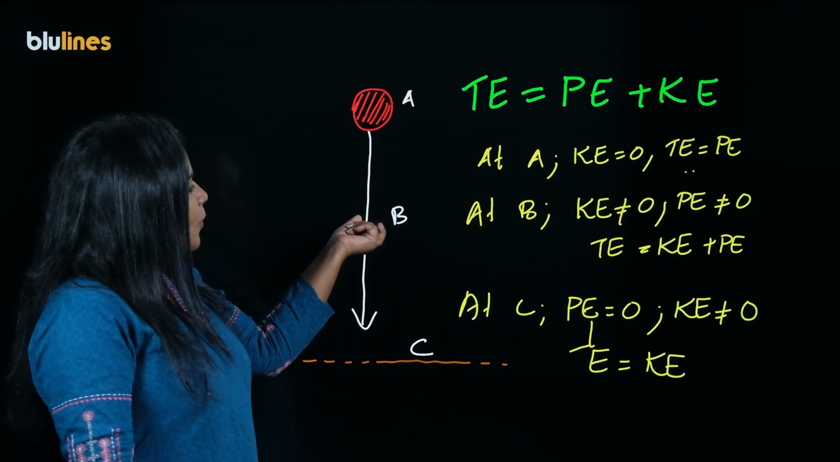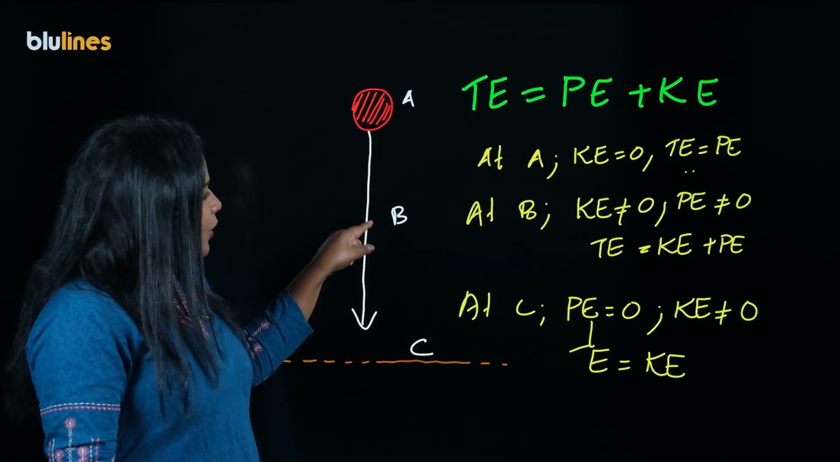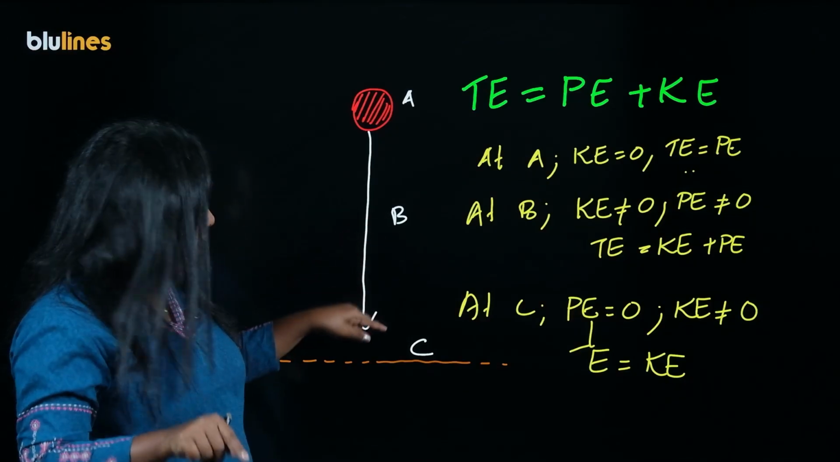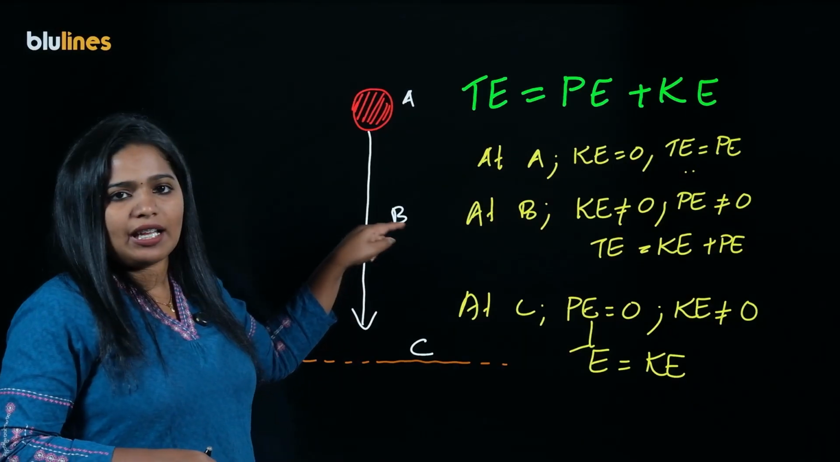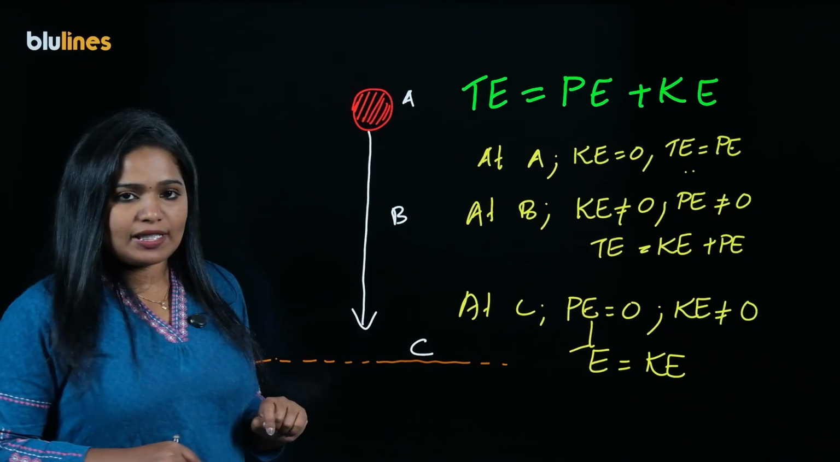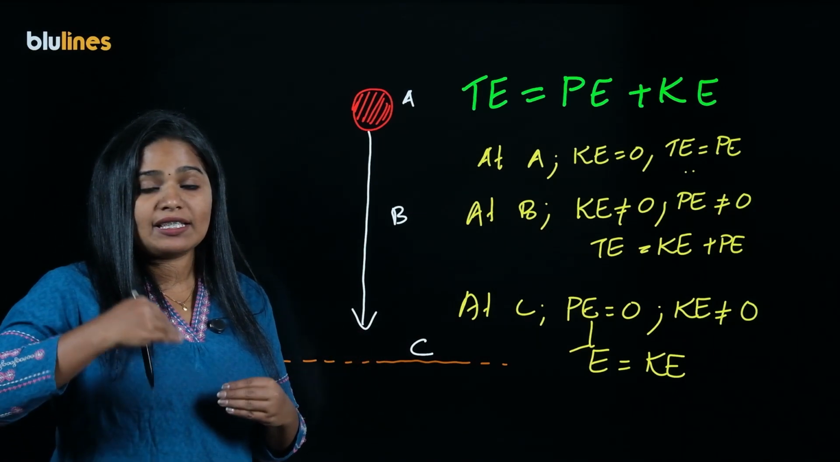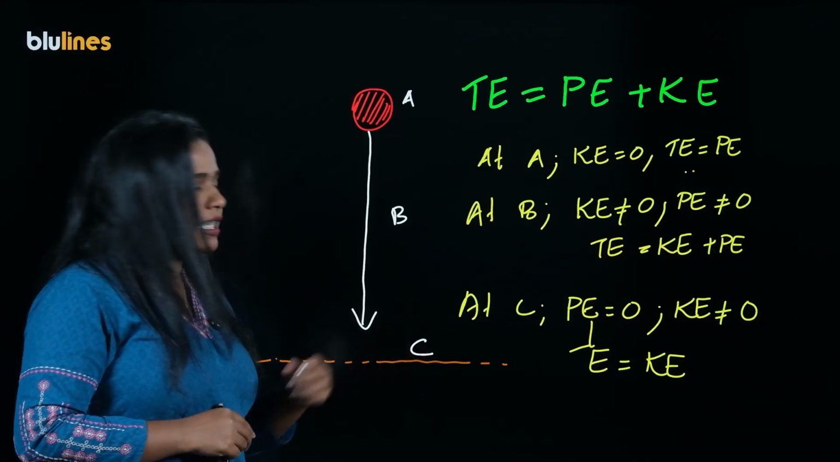When you consider the point B, which is an in-between point, it has velocity, and at the same time it is at some height from the ground. So there is potential energy and kinetic energy. And when we consider the point C, height is equal to 0, but the object has attained what? Maximum velocity. So there is kinetic energy here.